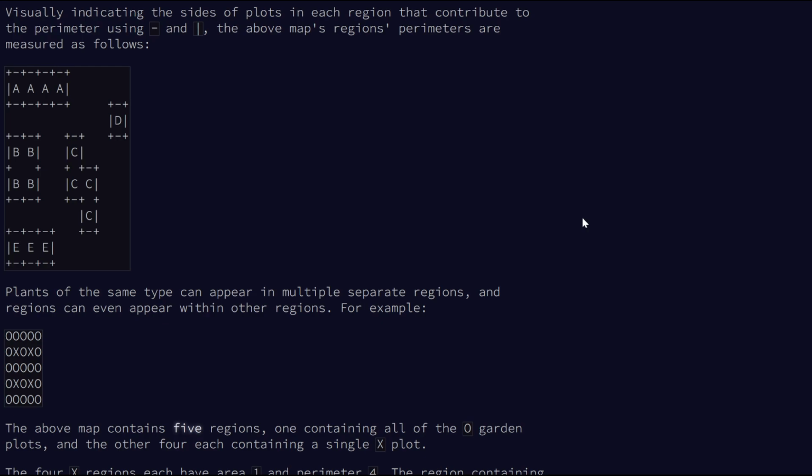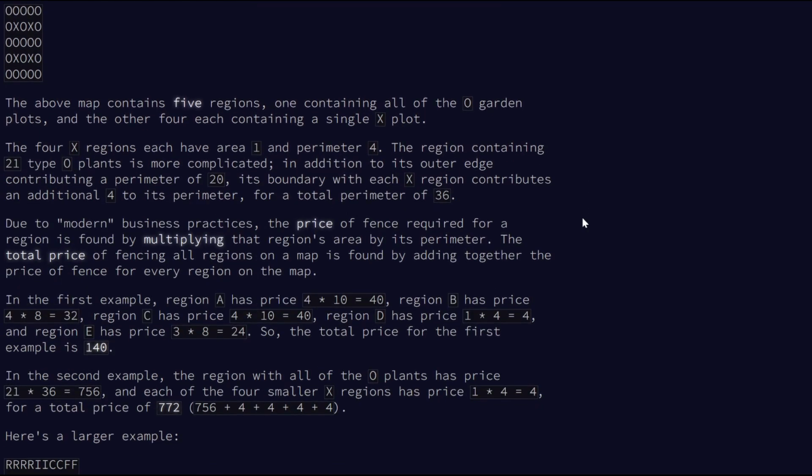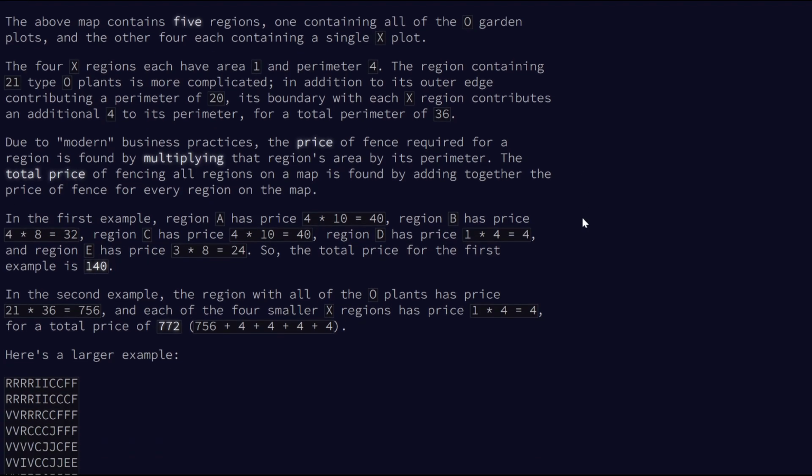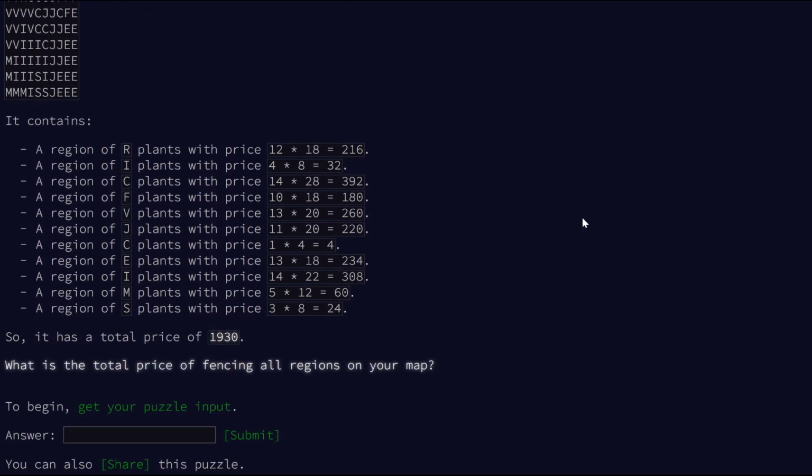Plants of the same types can appear in multiple separate regions, and regions can even appear within other regions. Yes, of course. Yeah, the region containing the type O plants is more complicated. Due to modern business practices, this is some way to force us to return the area and the perimeter as a single number. They've just made up some reason. We have to multiply them together. Fine. Yes, understood.